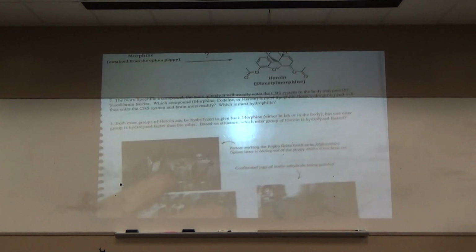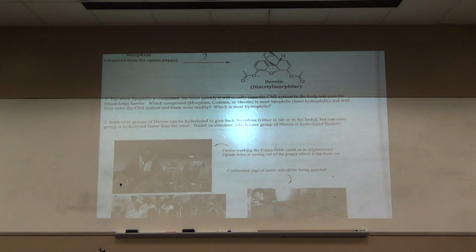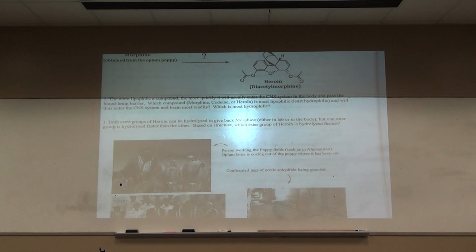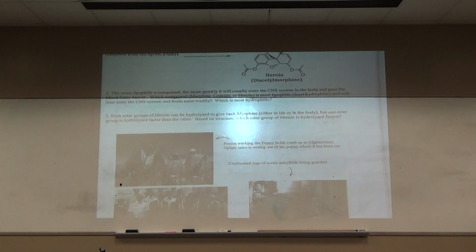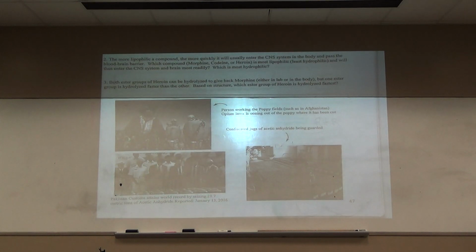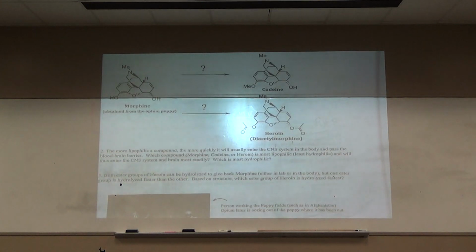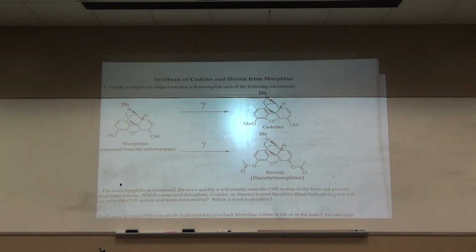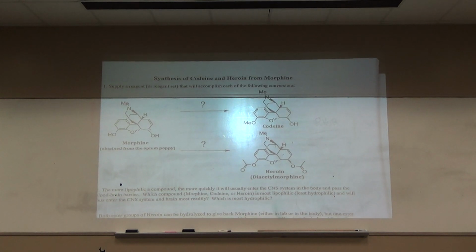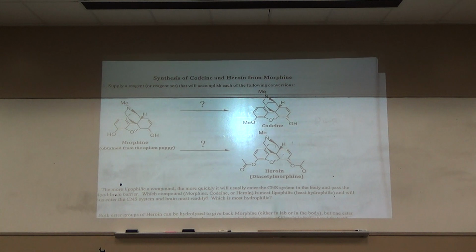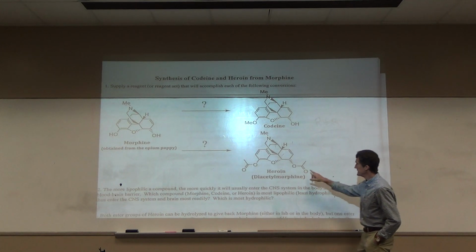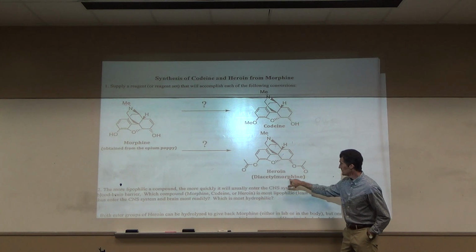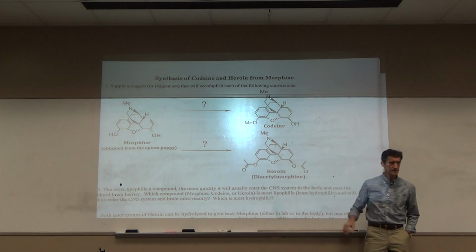Some of you have used acyl anhydride in lab to make an acetamide, an amide from acyl anhydride. In the workbook, there's a little information on this page about morphine making heroin. Heroin was on the previous page, right? Heroin is diacetyl morphine. Acetyl groups come from acetic anhydride.